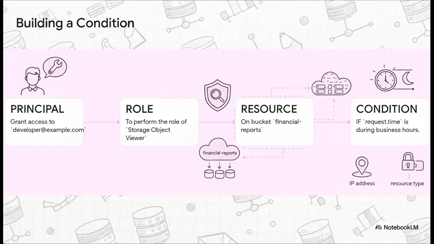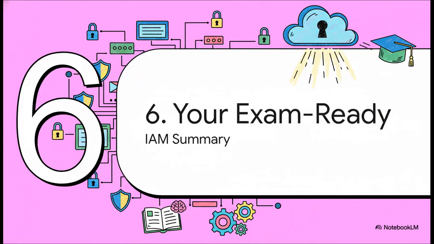Let's just walk through how a condition actually works. It starts off like a normal IAM policy, right? You've got a principal, a role, and a resource. But then you add the magic ingredient, the condition. In this case, our developer can only view these reports if the request happens during business hours. How cool is that? You can base these on time, on location, on the type of device they're using. The possibilities are incredible. Whew!